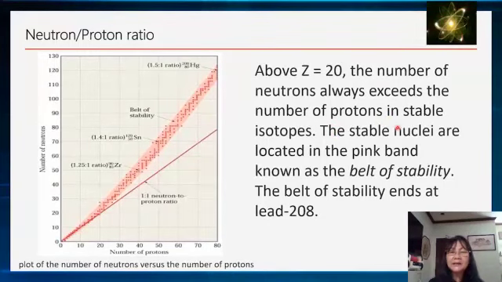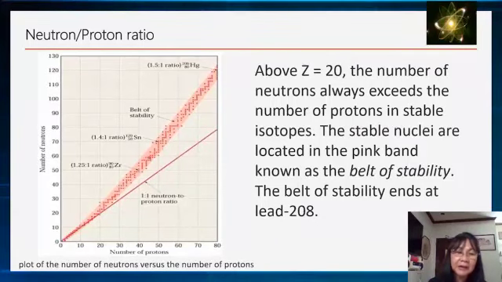So with greater number of neutrons compared to the number of protons, the stable nuclei are located in the pink band, and this band is known as the belt of stability. And the belt of stability ends with lead, element number 80. So lead is element number 80 with a nucleon number equal to 208. Nucleon number is called mass number as well. Okay? So band of stability.